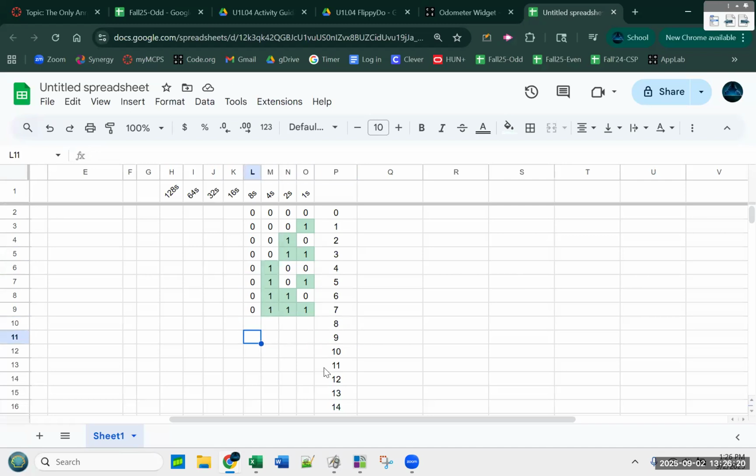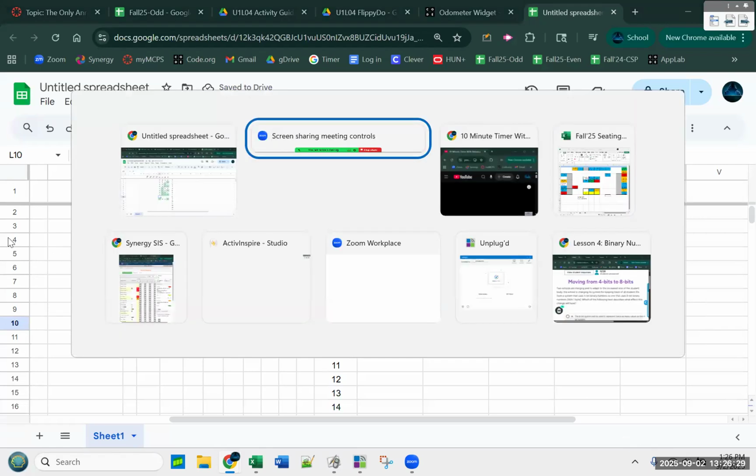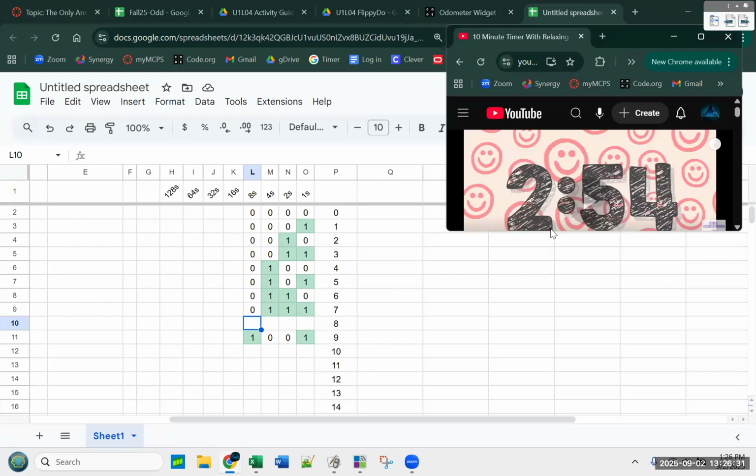Okay? A 9 is an 8 and a 1 is 9, and so on. Okay? I'll give you a couple more minutes to fill in the rest of this first part of the blue sheet.